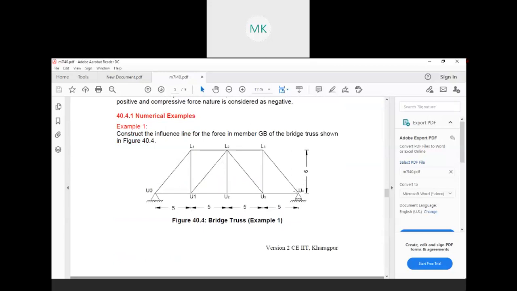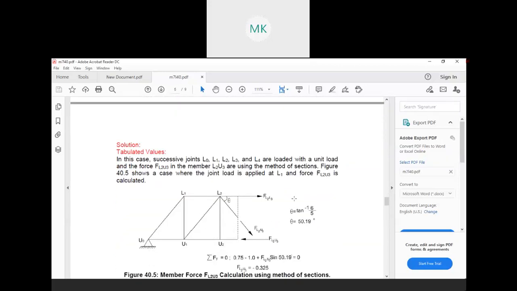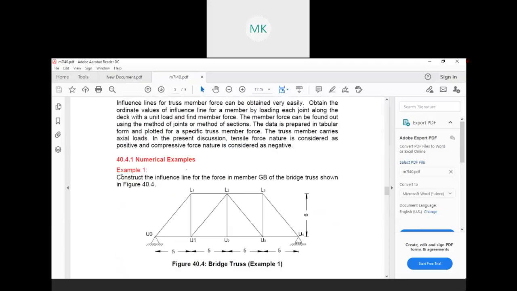I will give you this PDF also. All of you please go through this PDF. There is a numerical: construct the influence line for the force in member GB of the bridge truss shown in this figure.